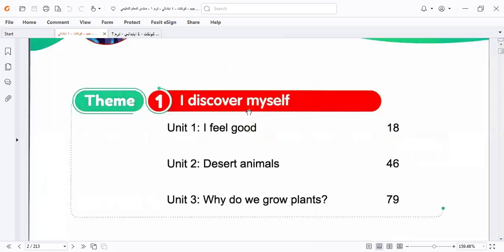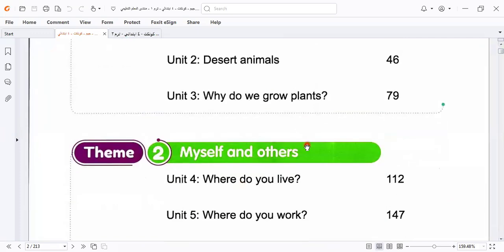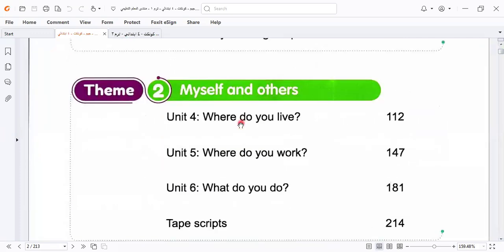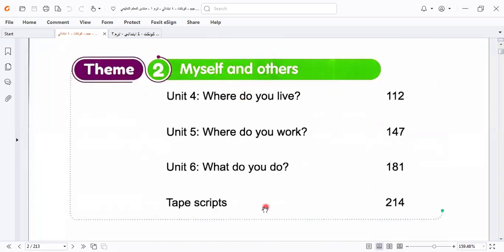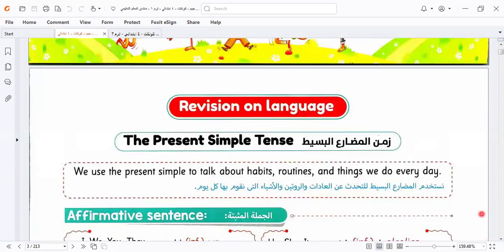In Discover Myself, we have Unit 1, I feel good, desert animals, and what do we grow plants? The second theme includes where do you live, where do you work, what do you do, and we have tape scripts, okay? Let's go to our unit today.